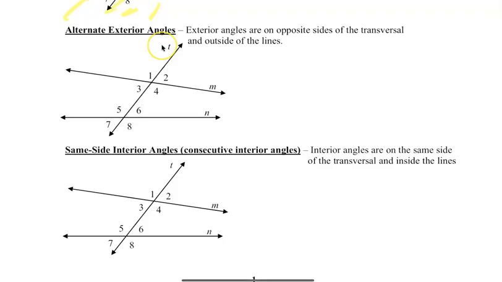Alternate exterior, same concept, right? So they're alternating and they're on the exterior. So we're talking about these outside ones here. So we're talking about ones that are either in here or in here, right? And then since they're alternating, it'll be 1 goes with 8, right? Because if 1 went with 7, that'll be on the same side. They wouldn't be alternating. So angle 1 and angle 8, and angle 2 with angle 7.